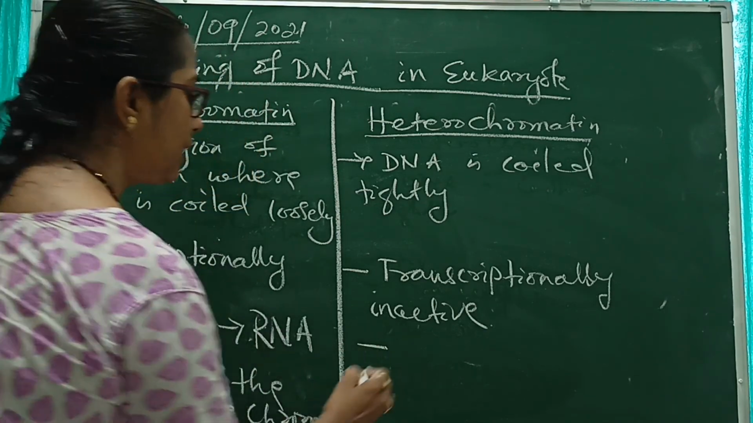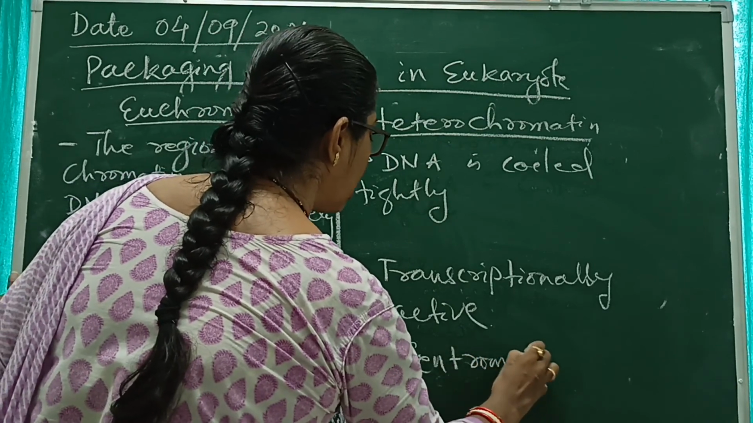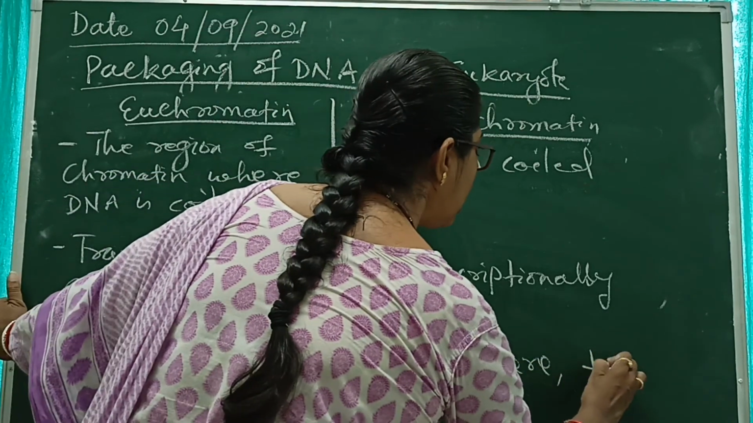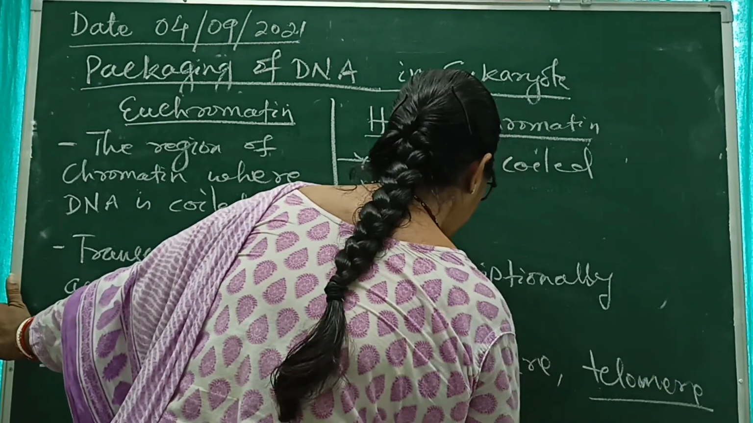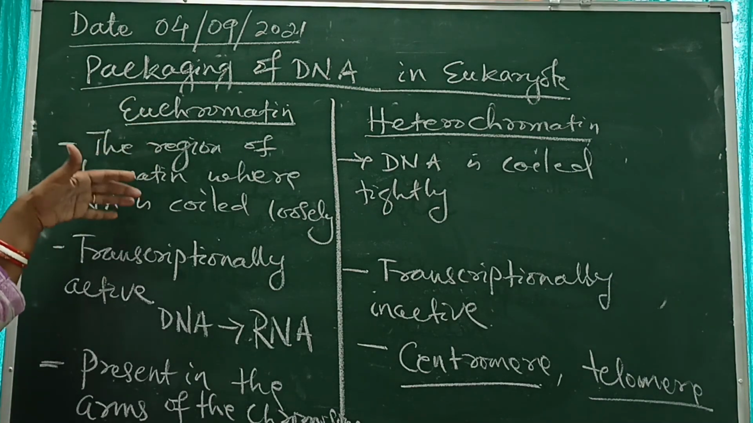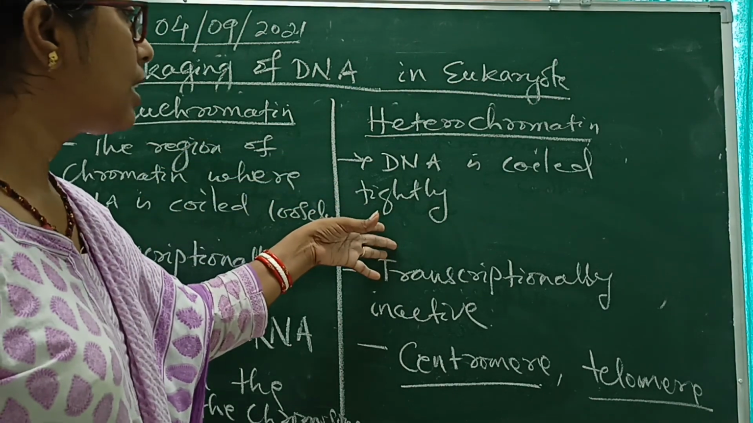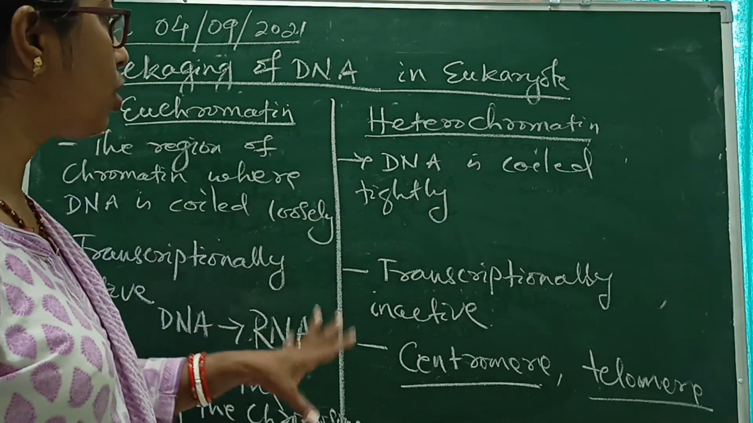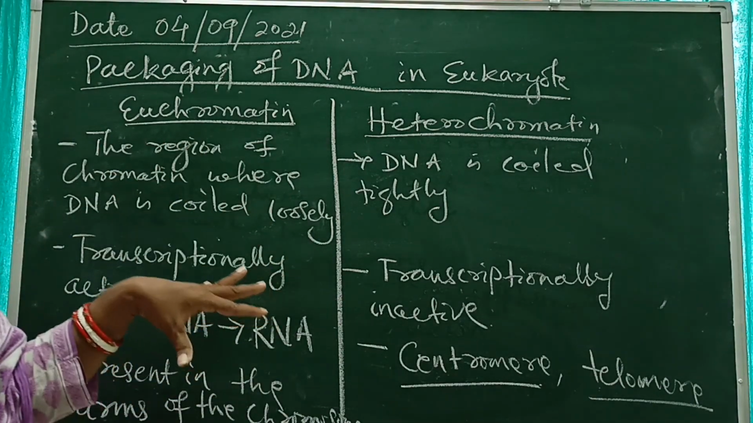But this is present in the centromere, telomere, where RNA transcription does not happen. Okay, and since it is loosely coiled, it is lightly stained, but this is darkly stained. This is one more difference. So these are the differences between euchromatin and heterochromatin.